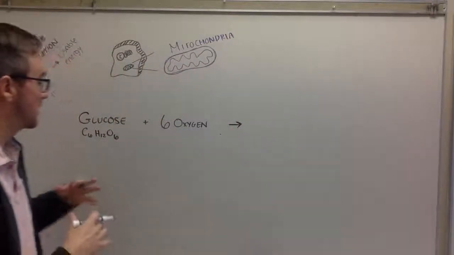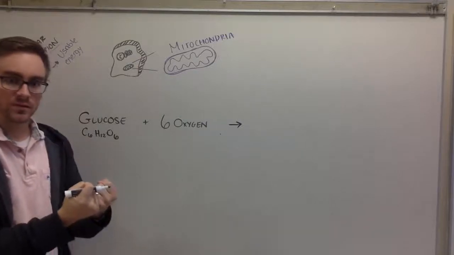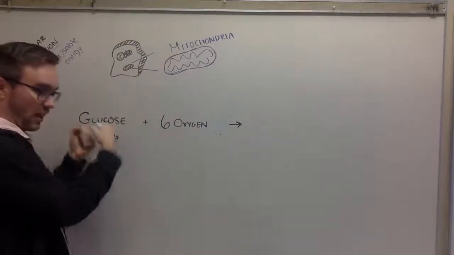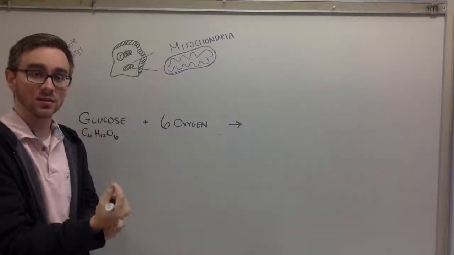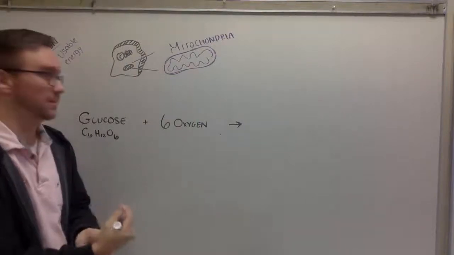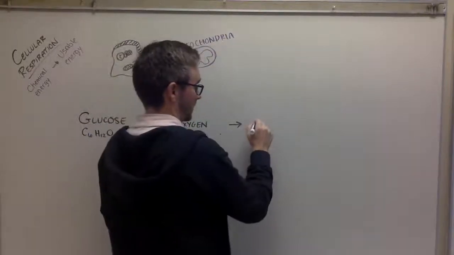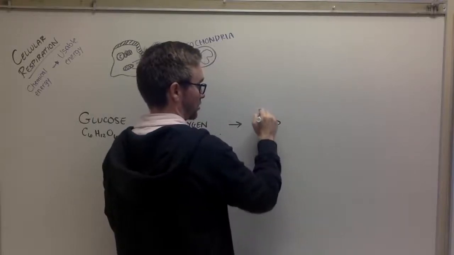Our end goal here is to take that glucose and break it down so that the chemical energy inside those chemical bonds can be used to reattach a phosphate to ADP, turning it back into ATP. So we end up getting ATPs. We're recharging them.